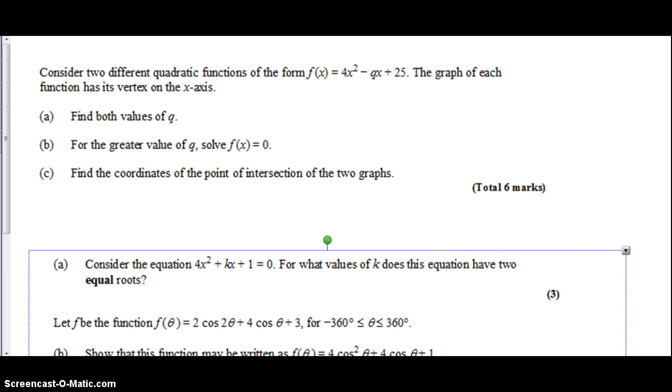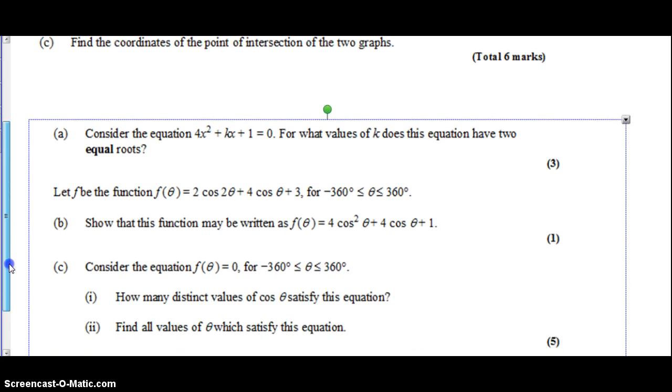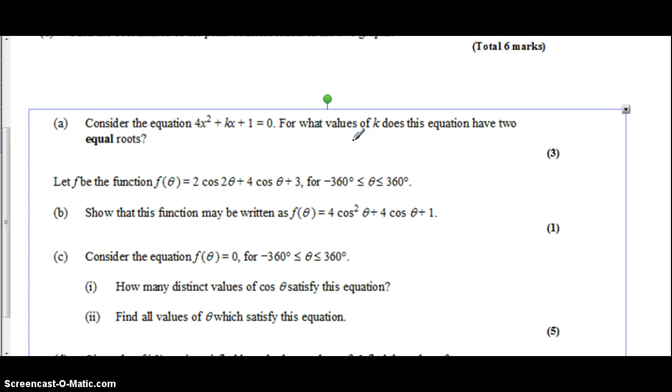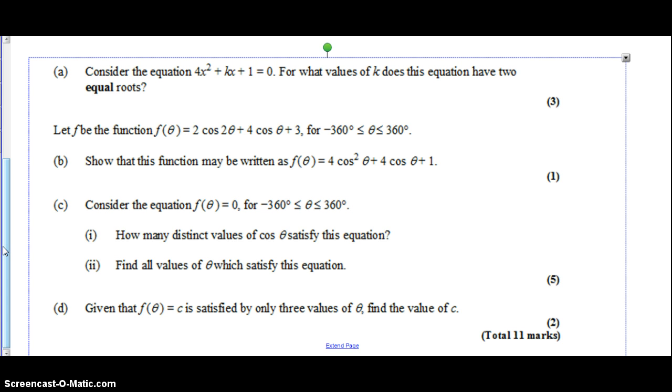Here's a couple questions I want you to go ahead and try. The first one, consider two different quadratic functions of the form f of x here, and each graph has its vertex on the x-axis, and find both values of q, and follow through on these problems. And then for the second question, it wants us to find values of k when it has two equal real roots. There's that again. And then it has a trig part to part B and C. So go ahead and try that and then bring it back.